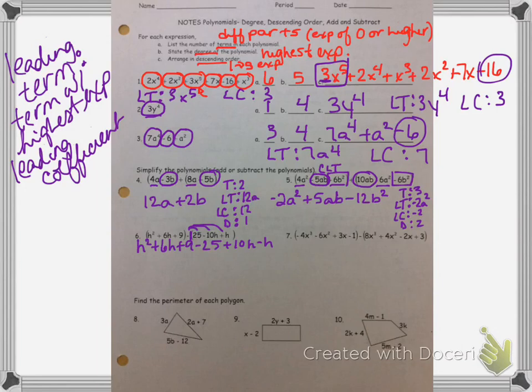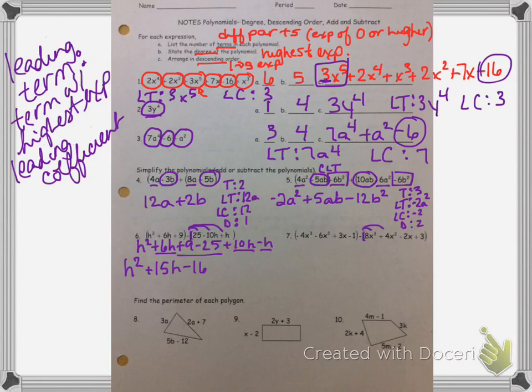We only have one h squared, so it's going to go first. H squared, h, h, h. So 6 and 10 is 16 minus 1 is a positive 15h. 9 minus 25 is a negative 16. So now we have 3 terms to the degree of 2. The leading term is h squared, and the leading coefficient is 1.